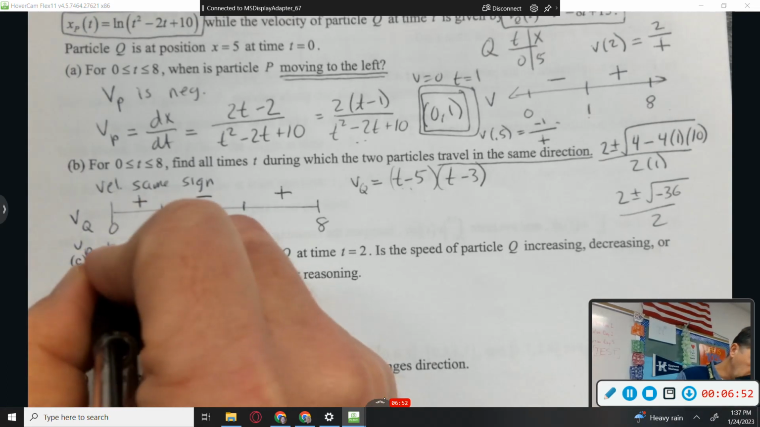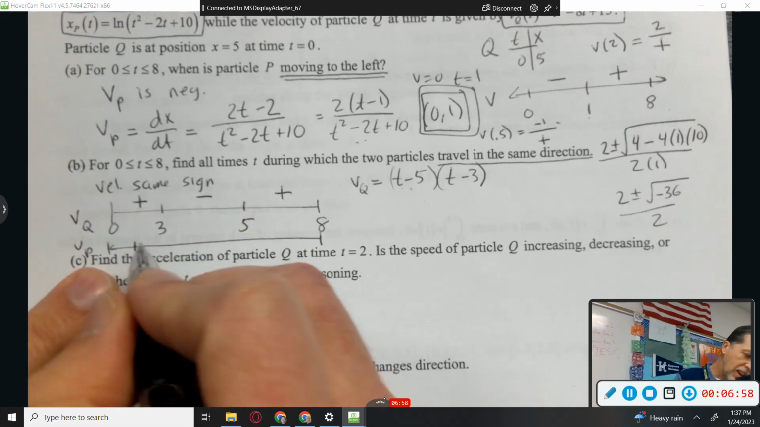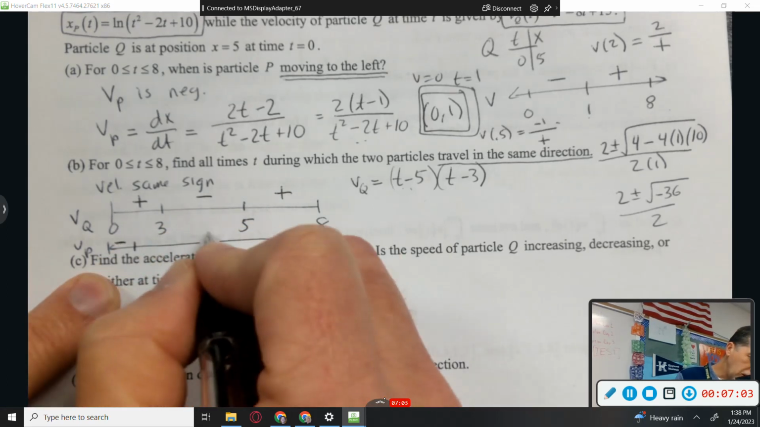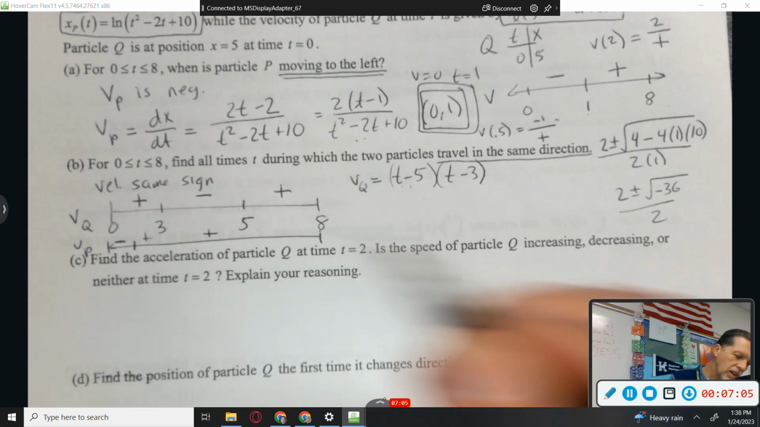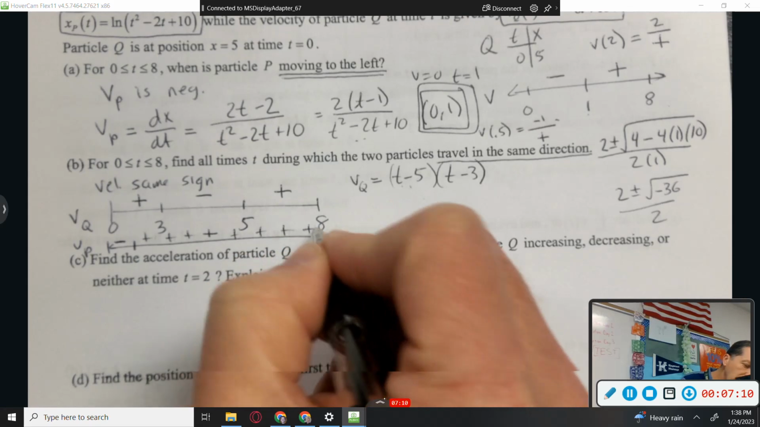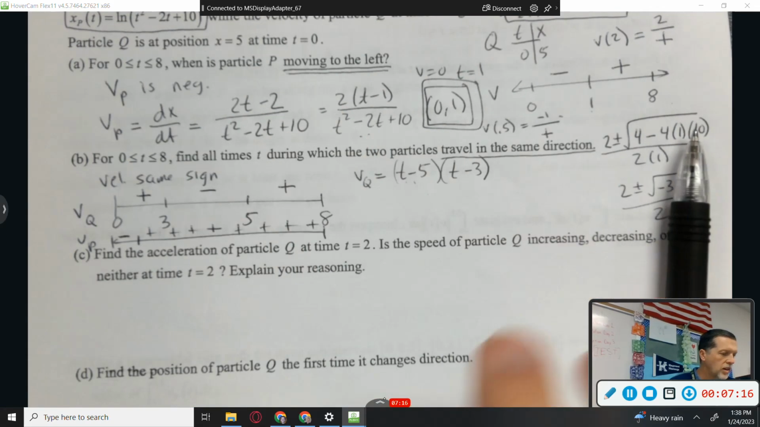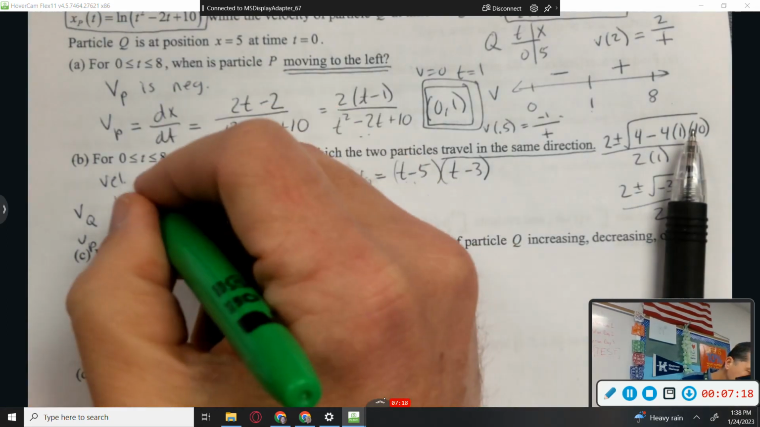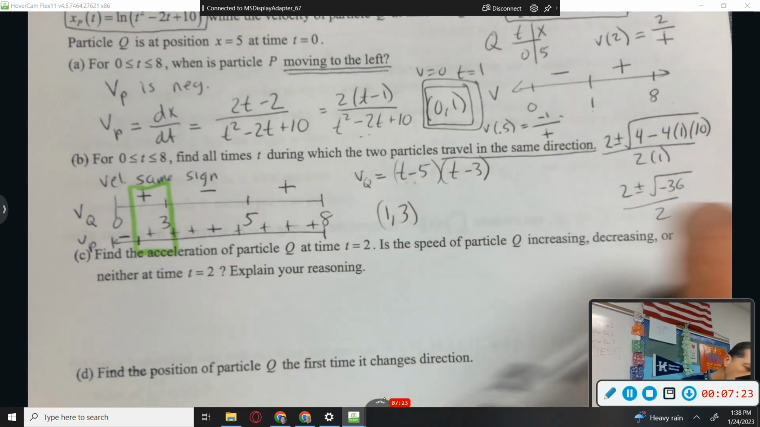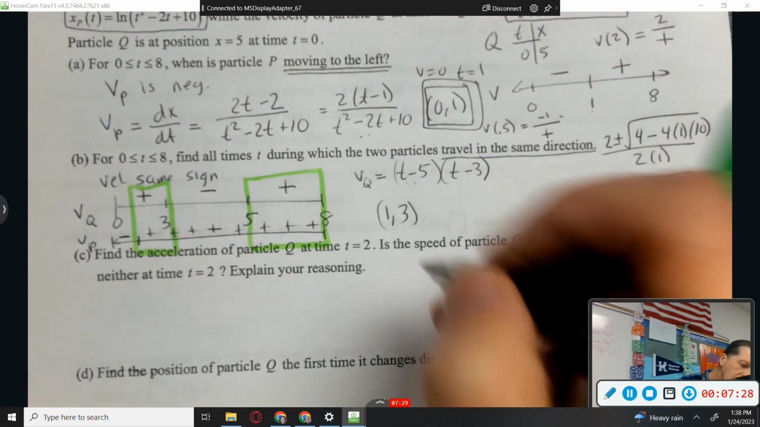It might be helpful to put, because I'm looking where they have the same sign. So P is negative 0 to 1, and then positive thereafter. It helps my brain to see the overlap if I put it the whole way down there. So between 1 and 3, they're both positive. And then from 5 to 8, they're both positive.